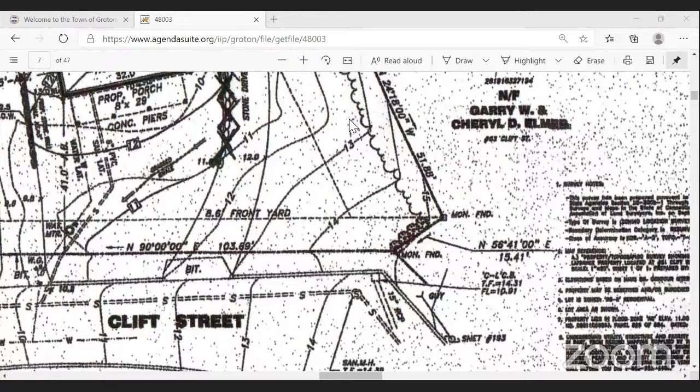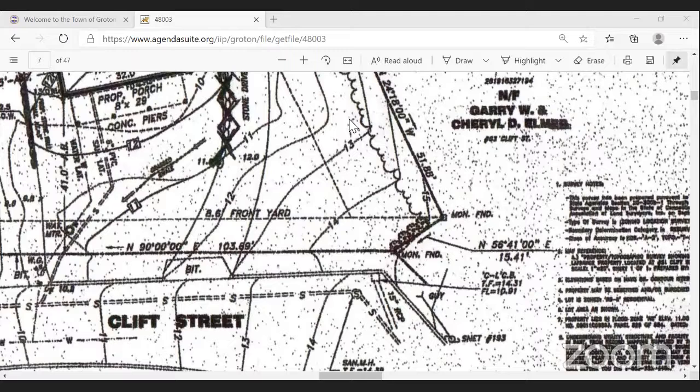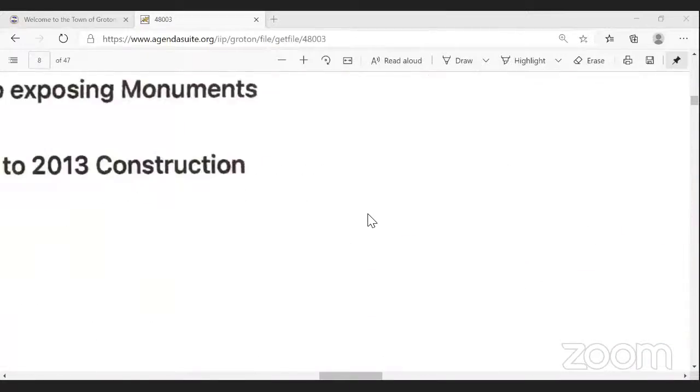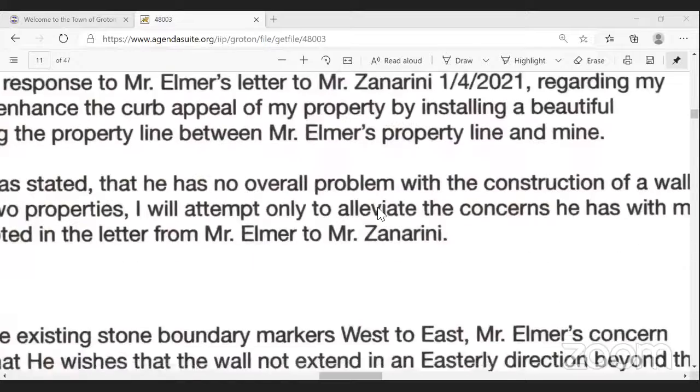Okay. So your concern primarily is that last jog that goes out to the street. Right, the one that goes past the property marker and goes down to the curb. Okay. That'd be the only stone wall I've seen that goes to the curb anywhere around.